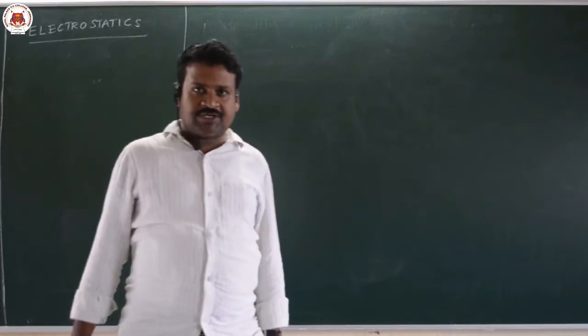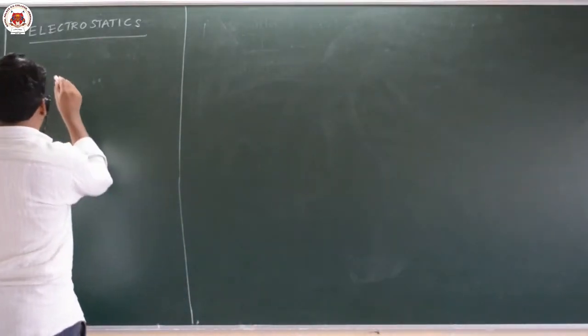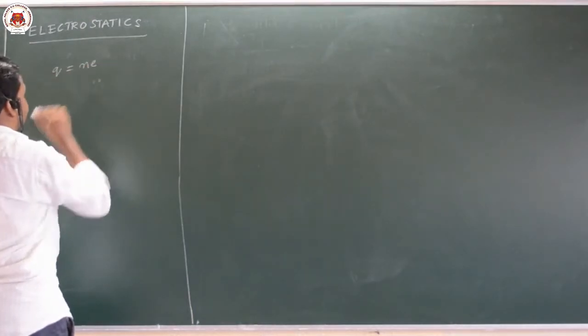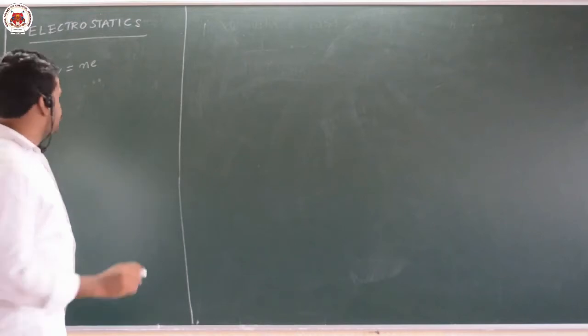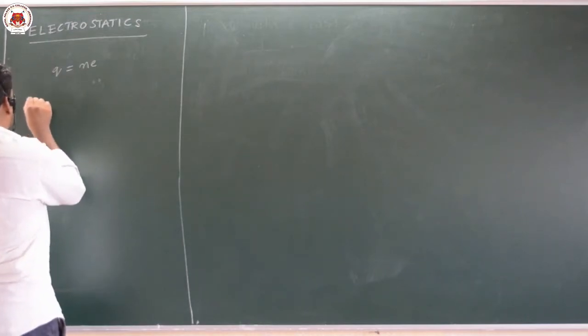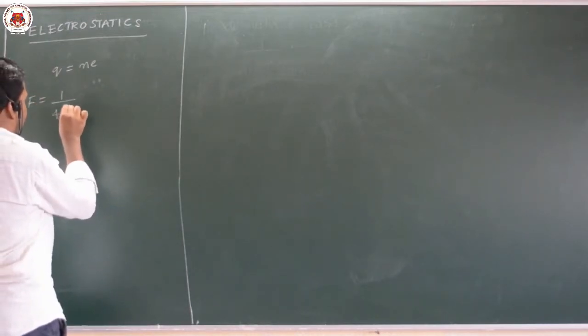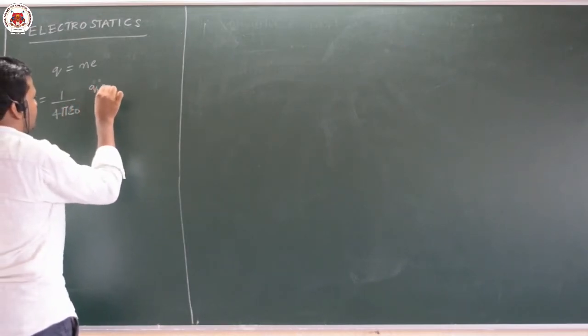So in electrostatics, first formula you have to remember is Q is equal to Ne. Charge is always quantized, it is an integral multiple of electron charge. And next, Coulomb's law. According to Coulomb's law, force acting on two charges is 1 by 4 pi epsilon naught Q1 Q2 by R square.